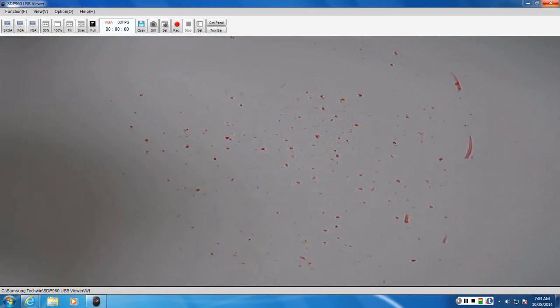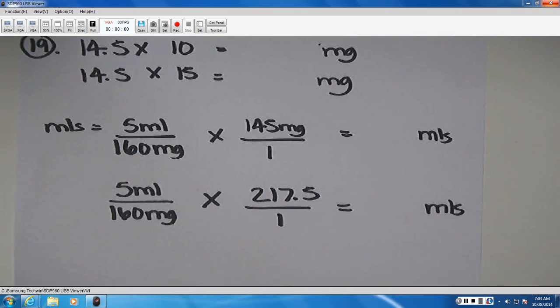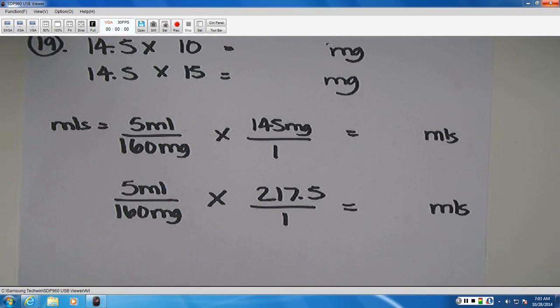Okay. Now let's do 19. 19 has 2 parts to it, and I've kind of already set the equation up here. 19 says, calculate the acetaminophen dose range for a child who weighs 14.5 kilograms. The recommended dose of acetaminophen is 10 to 15 milligrams per kilogram per dose. So it's very simple. I have a child that weighs 14.5 kilograms. And the recommended dose is 10 to 15 milligrams per kilogram.